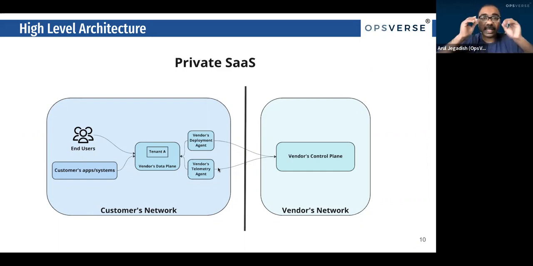A good private SaaS architecture is actually done exactly like a SaaS architecture is done. The only difference is you push some of these components to live within the customer's network.